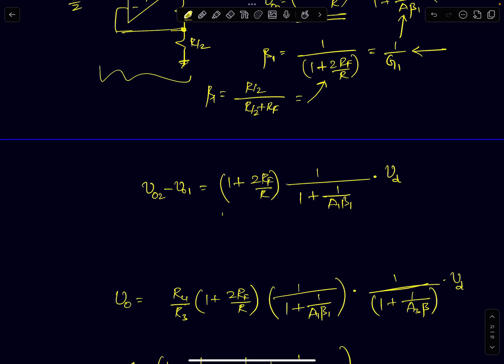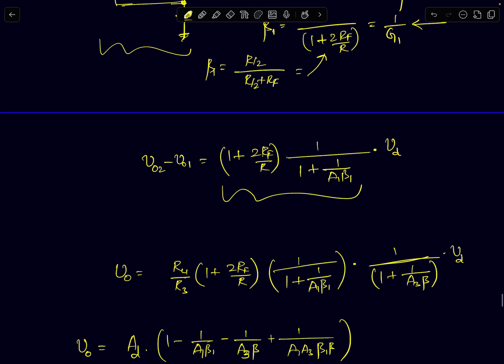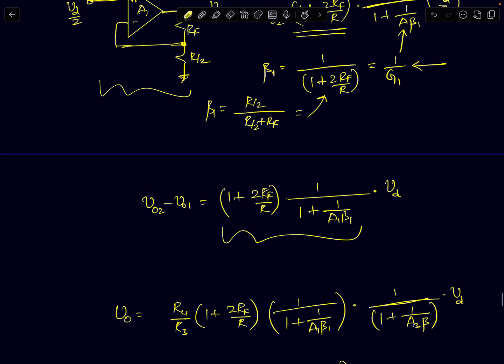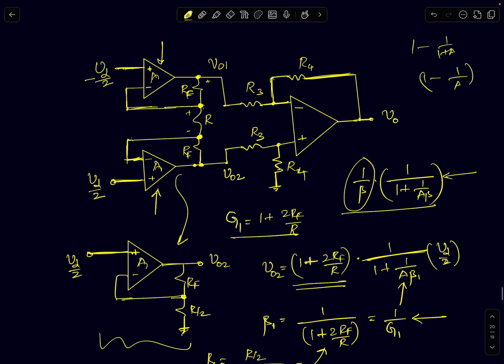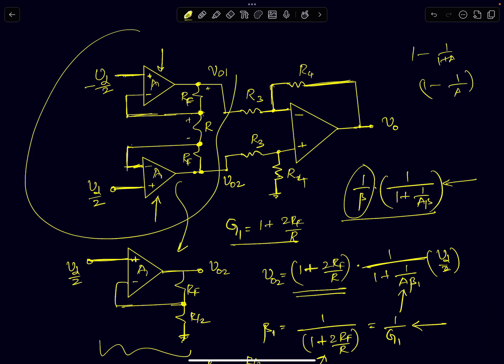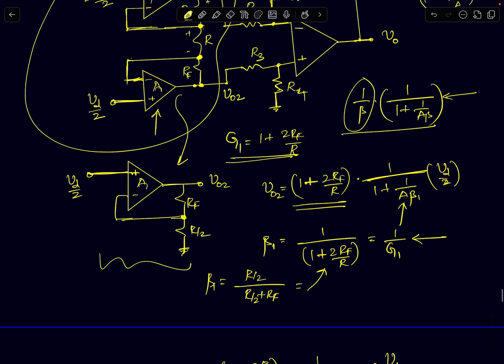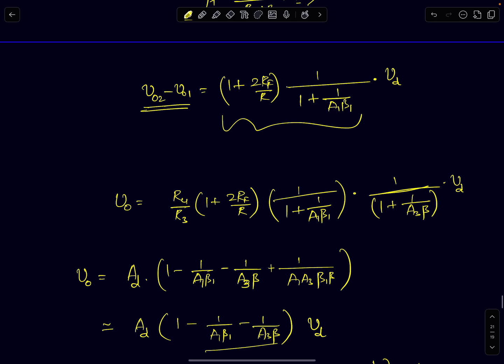So now we have this final result. The gain of this amplifier we have expressed in terms of the op-amp gains. This is VO2 minus VO1. We can again find the differential gain of the first stage, given by this, multiplied by the differential gain of the second stage, which is a differential to single-ended converter. That gives the overall gain, which I have written here. These two terms arise because of the op-amp's finite DC gains.